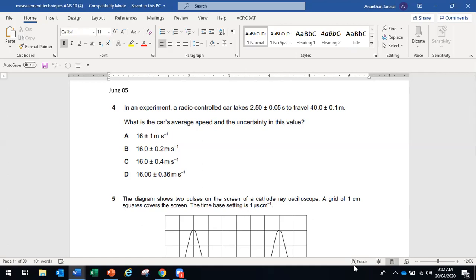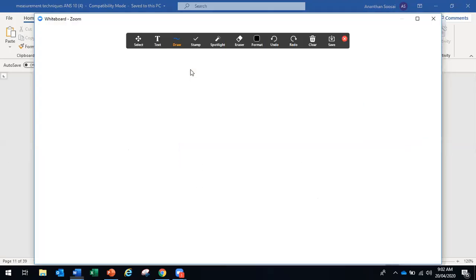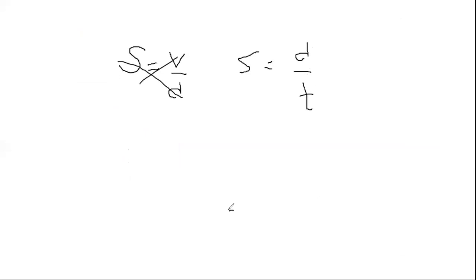Okay, let me open up the whiteboard. So S equals to what? S equals to distance over time. So you're looking for S plus minus changes of S.